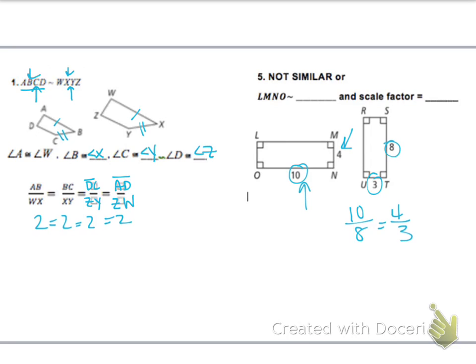So now I simplify, or I cross multiply, to see if they match. Well, both of these are divisible by 2. So I would get 5 over 4 equaling 4 over 3. They are not scaling by the exact same thing. So I would say they are not similar because they don't have a scale factor that matches.